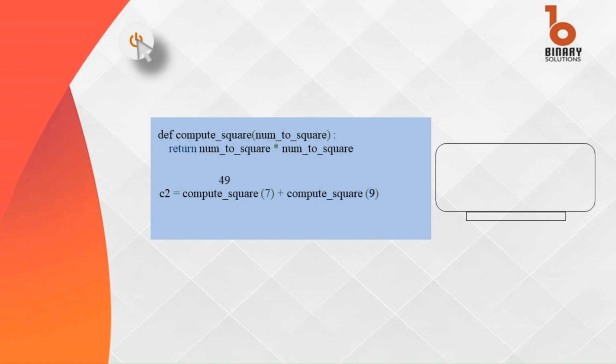Next, in the second step, compute_square(9) is executed. Here, 9 is passed as the argument. The function calculates 9 times 9 equals 81 and returns 81, which is also added to the expression. Finally, the expression evaluates to 49 plus 81 equals 130, and this result is assigned to the variable C2.